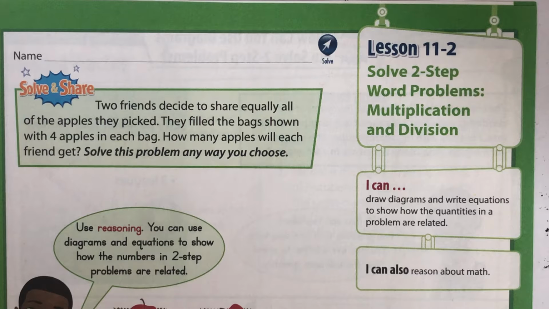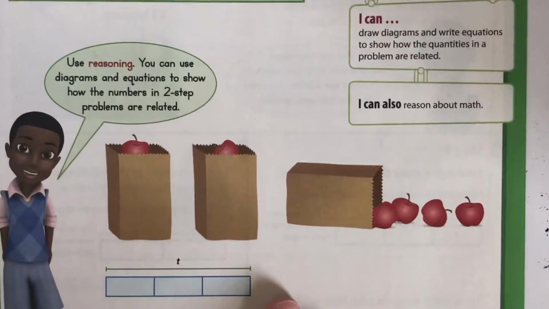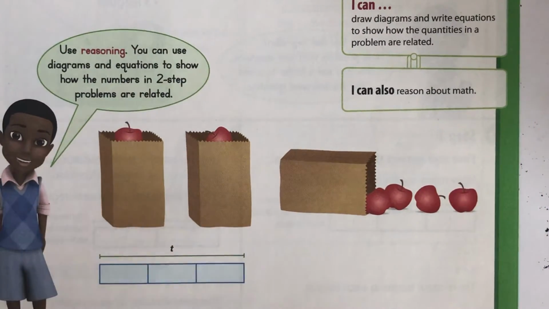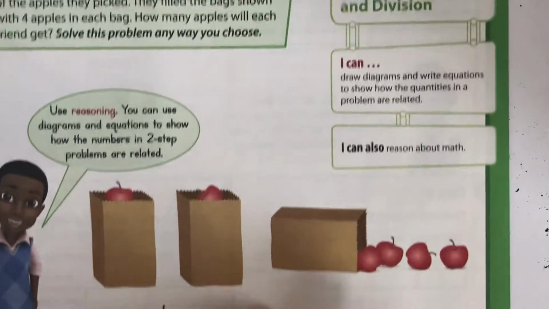Two friends decide to share equally all of the apples they picked. They filled the bags shown with 4 apples in each bag. How many apples will each friend get? Solve this problem any way you choose. The little speech bubble here tells us to use reasoning. You can use diagrams and equations to show how the numbers in two-step problems are related.